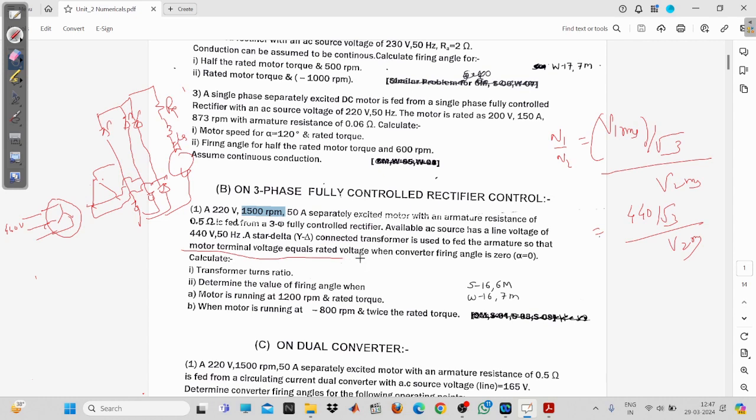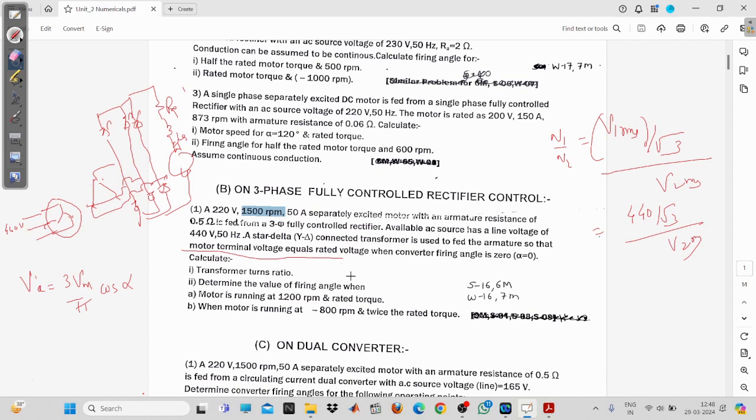So I think in this case some hidden concept is there. So what is the concept? VA will be equal to 3 Vm upon pi into cos of alpha. Fine. So how to calculate? This is the motor terminal voltage, that is VA. Motor terminal voltage will equal the rated voltage when converter firing angle is 0.